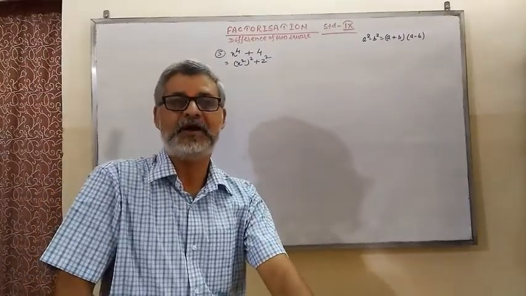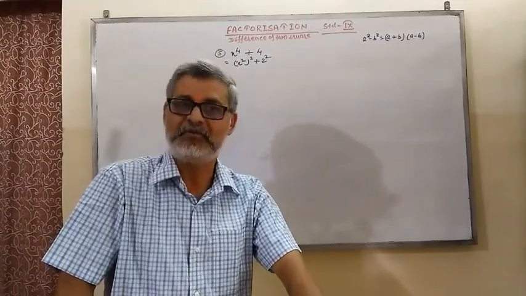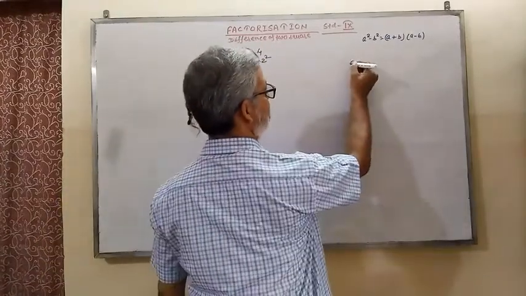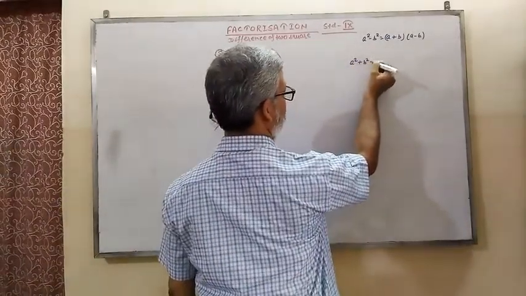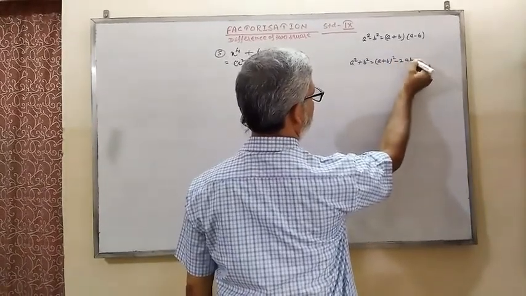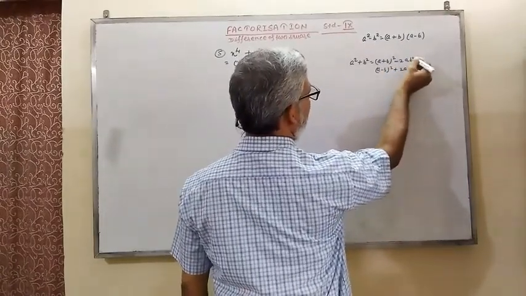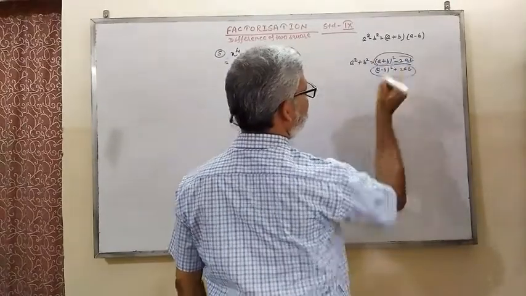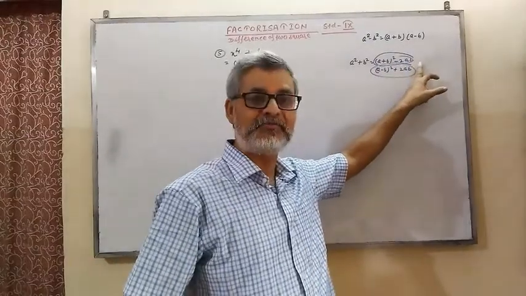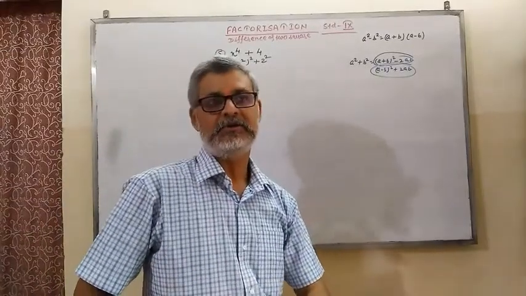But remember, a square plus b square does not have a factors form. A square plus b square has two formulas: (a plus b) whole square minus 2ab, and (a minus b) whole square plus 2ab. Out of these two, neither is in factors form, because between them there is plus and minus, so this is called expanded form. So a square plus b square has no factors form.